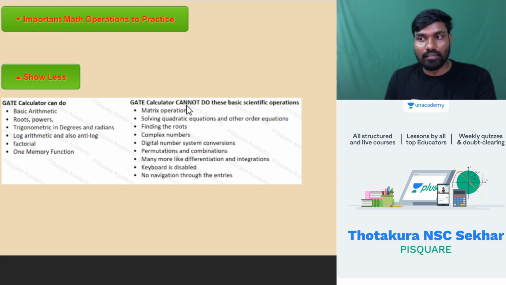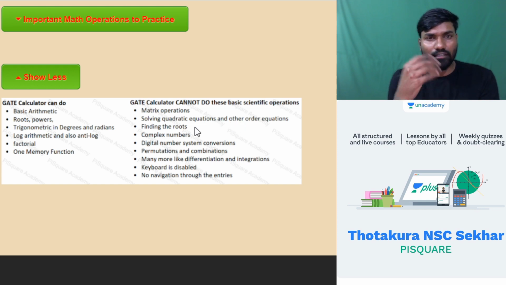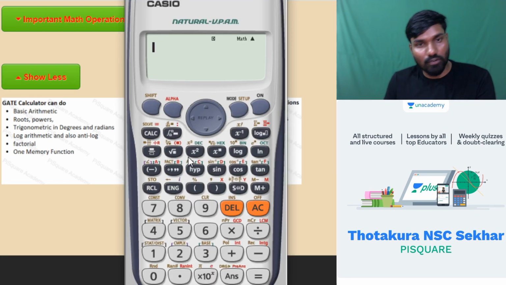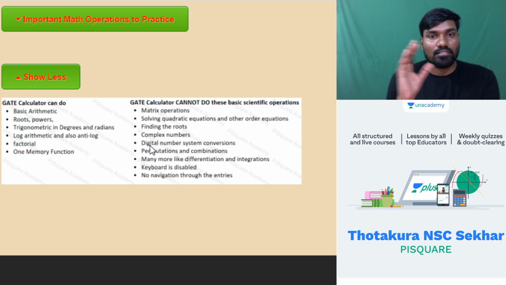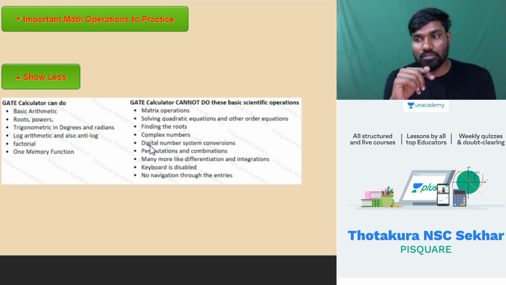The GATE calculator cannot do these basic scientific operations. It cannot perform matrix operations. Solving quadratic equations and higher order equations, it cannot solve. But your regular calculator can solve quadratic equations, find unknowns, and solve higher order equations. The GATE virtual calculator cannot find the roots; you have to do it on your own. Complex number analysis you cannot do using the GATE virtual calculator.